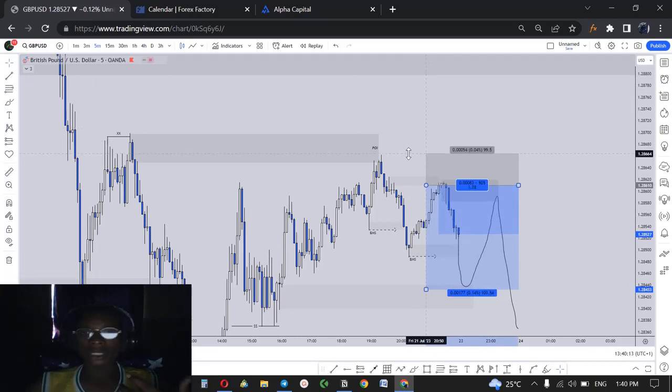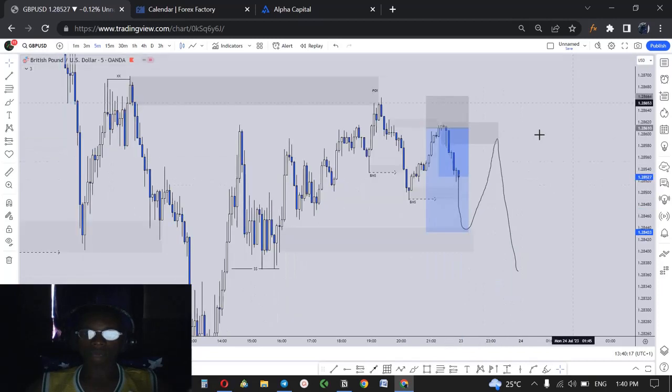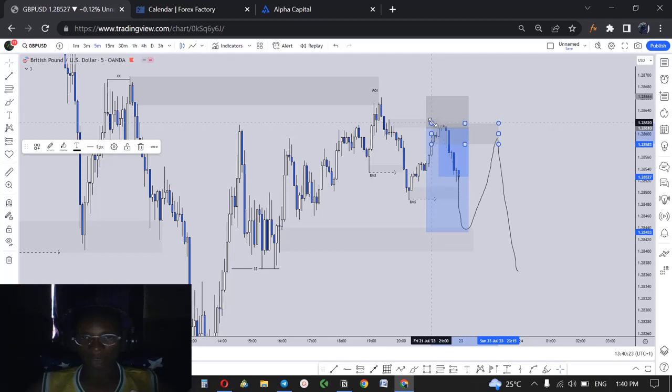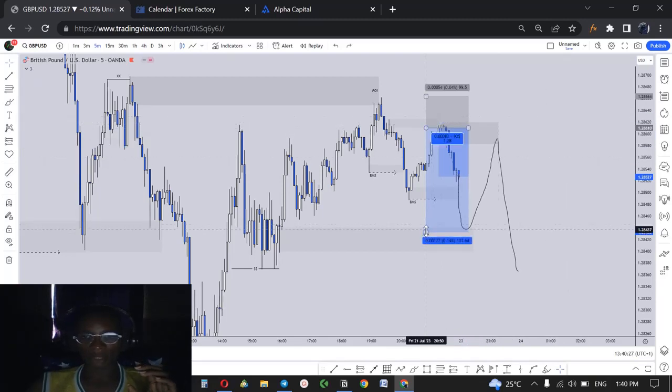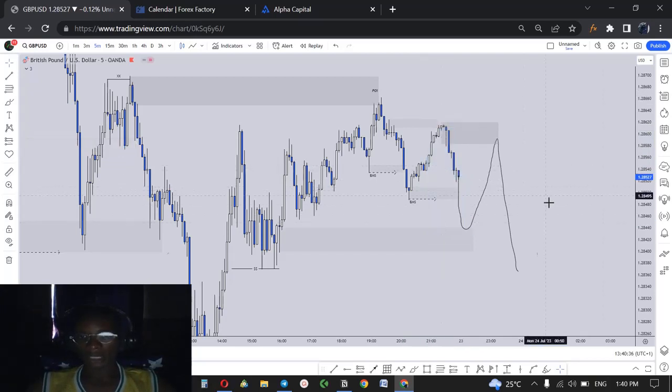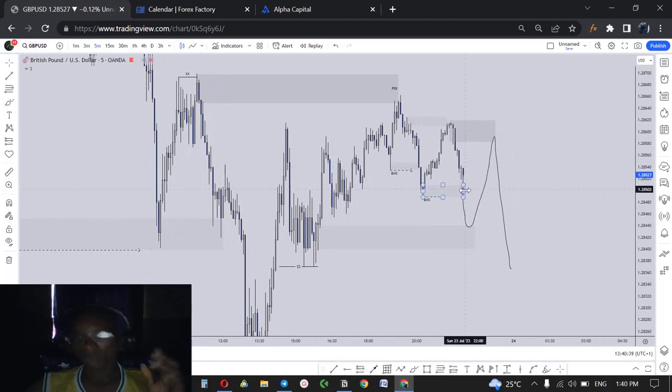So there was a perfect entry for us here. There was really a perfect entry for us here, with just 5 pips stop loss. So probably if we could have capitalized on this trade right here, we'll currently be running over a 1 to 1 ratio reward, I think, a 1.65 ratio reward. But I did not really capitalize on this.